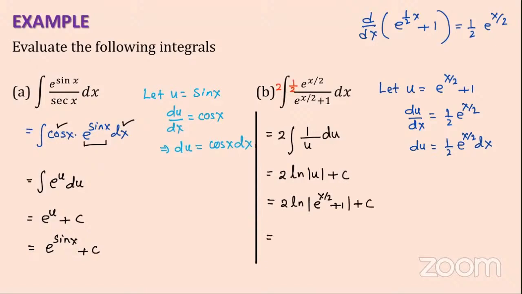Remember one thing, e to the x over 2, exponential function is always positive, right? It cannot be 0. It's always more than 0. A number more than 0 plus 1, this quantity inside the absolute value is always positive. If that is always positive, do I need the absolute value? I don't need the absolute value. So in the next step, I have to leave the absolute value and write it as natural log of e to the x over 2 plus 1 plus c.